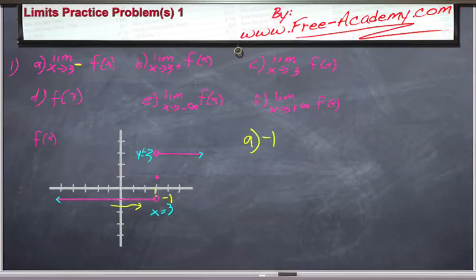Going on to problem B, it's the exact same thing, only we're finding x approaches 3 from the positive side. So the y value, as we get infinitely close to 3 from the positive side, is equal to 3. So that's our answer for part B.